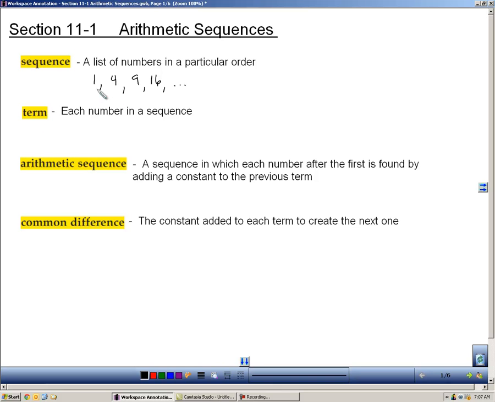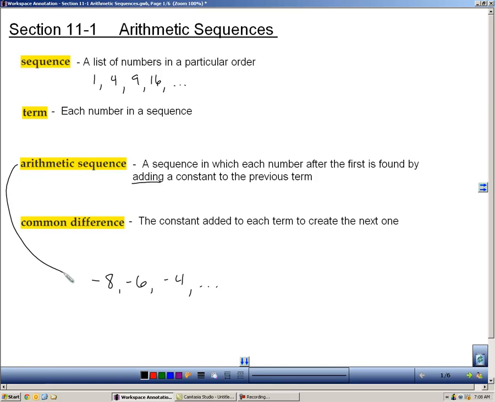Each one of the numbers in that sequence is called a term. So this is the first term, second term, third term, and so forth. Now this is a sequence, but it's not an arithmetic sequence, which is really what we're going to look at in this section. An arithmetic sequence is a sequence in which every number after the first is found by adding a constant to the previous term. And the key here is adding. This sequence that I have up here, you're not adding anything to get from each term to the next term.